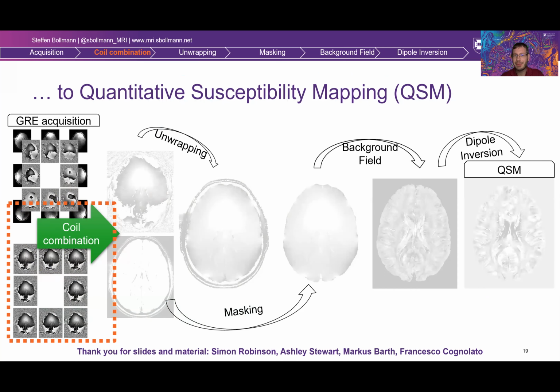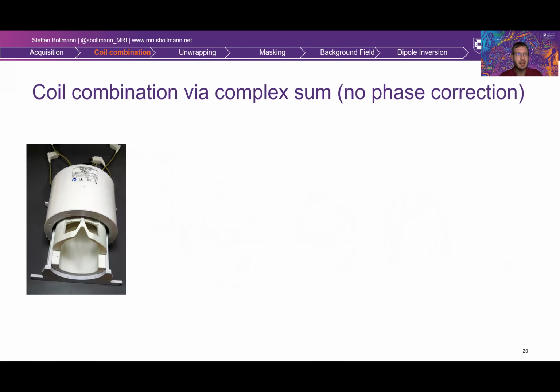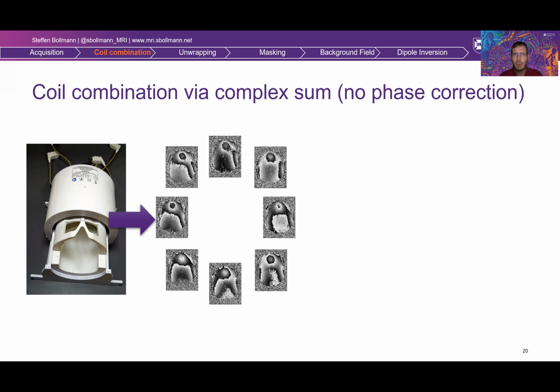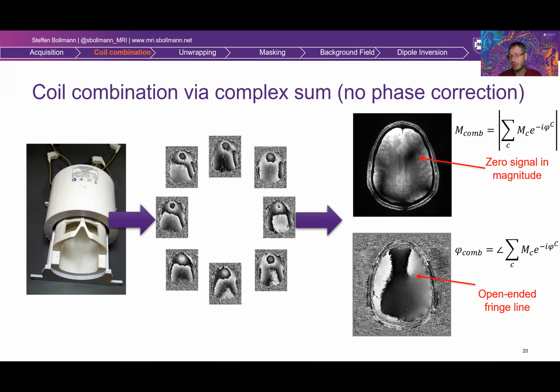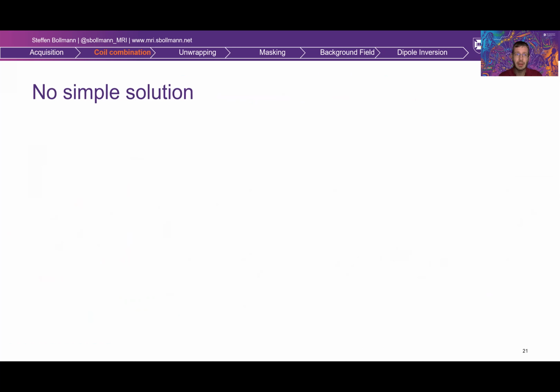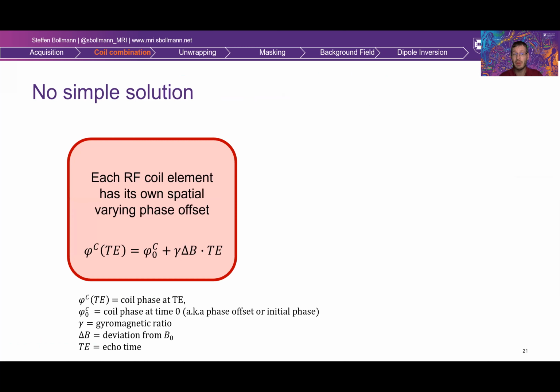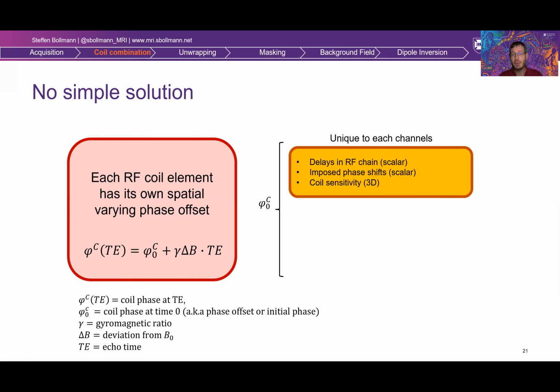Let's look at the next steps in the pipeline, the coil combination. We usually use multiple receive channels in our coils, and these different channels have unique phase offsets. So when computing a complex sum, there are signal cancellations and artifacts, and they can be seen as these zero signal in the magnitude or as open-ended fringe lines in the phase. Unfortunately, there is no simple solution because every channel has its own spatially varying phase offset caused by different factors. Some of them unique to each channel, and some of them the same for all channels.